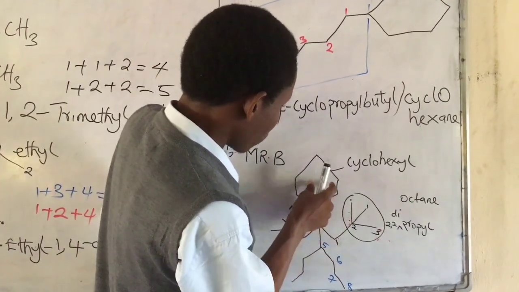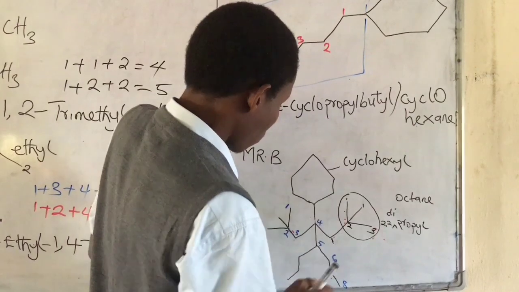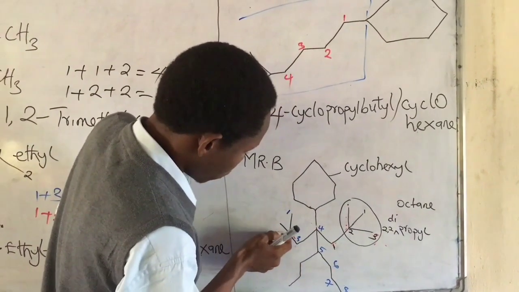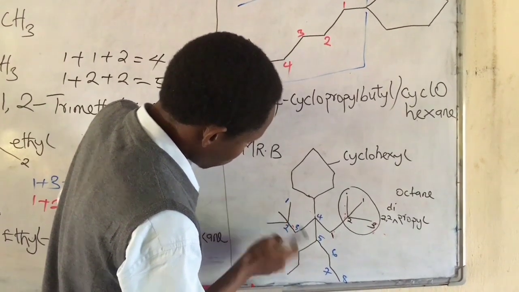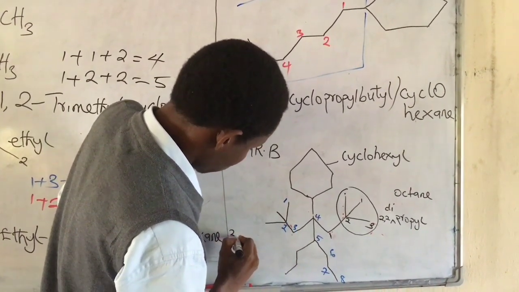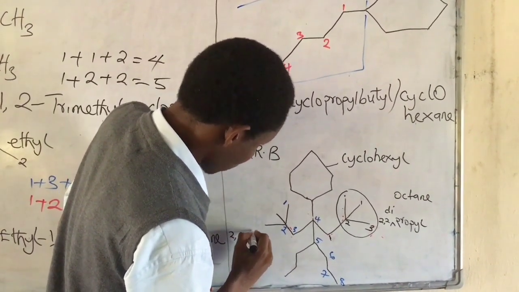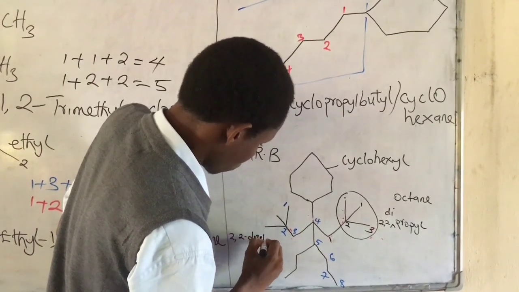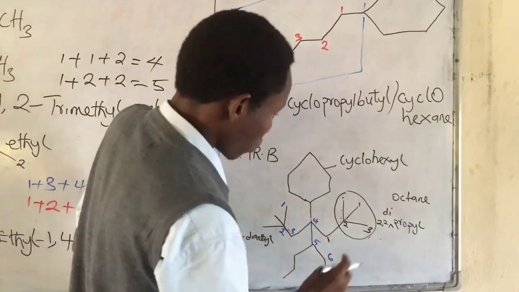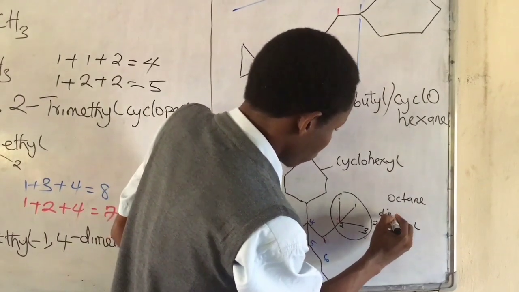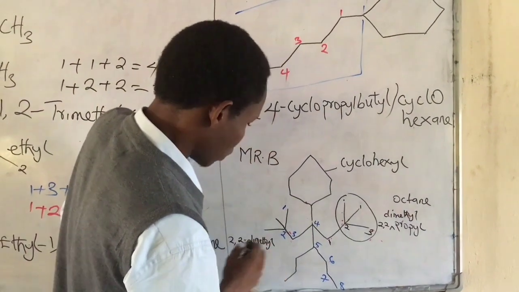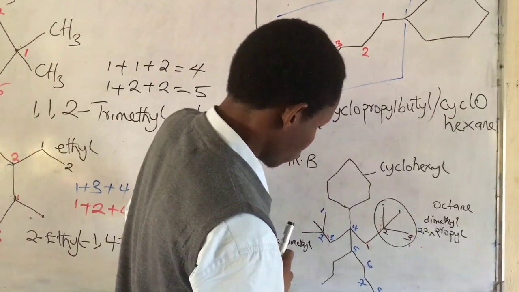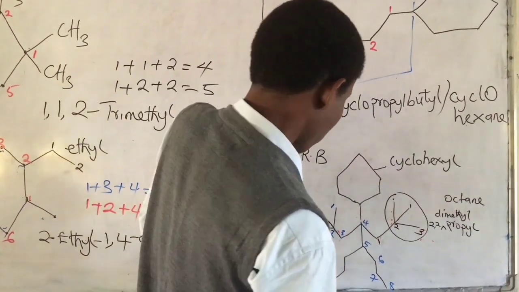So we also have cyclohexyl on what? Carbon 4. This is another substituent. We are having 1, 2. This is another substituent. We also have 2,2-dimethyl. So here we have 2,2-dimethylpropyl, and here we have what? 2,2-dimethyl. So what then will be the name of this compound?